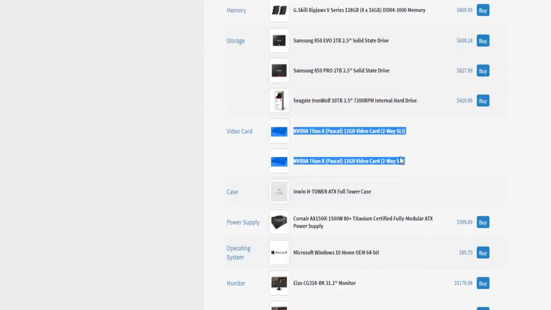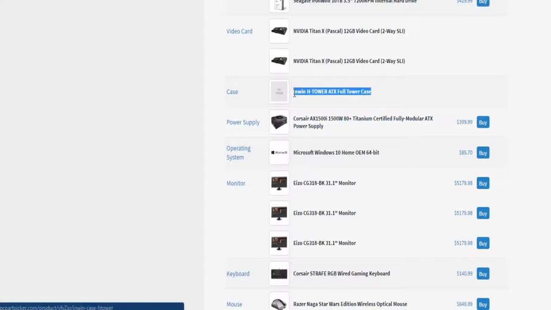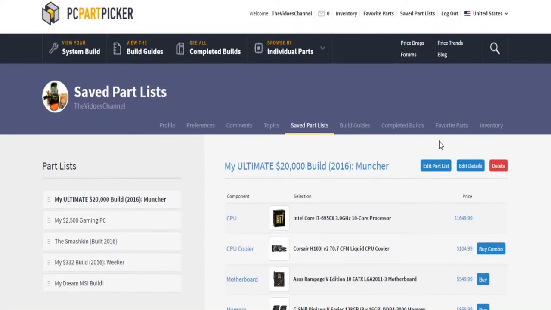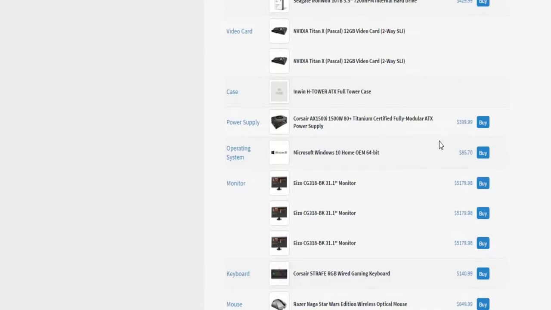Then I go in with two TitanX Pascals, which everyone expected, obviously, and the Inwin H Tower, which is the coolest tower I've ever seen. If you haven't seen this, you can go ahead and search and you'll see it's the coolest tower. If there is a tower cooler than this one, which I can almost guarantee there isn't, then please comment down below. After this is the Corsair 1500W 80+ Titanium Certified power supply, because this thing takes, I believe, 991 watts, which is incredible.